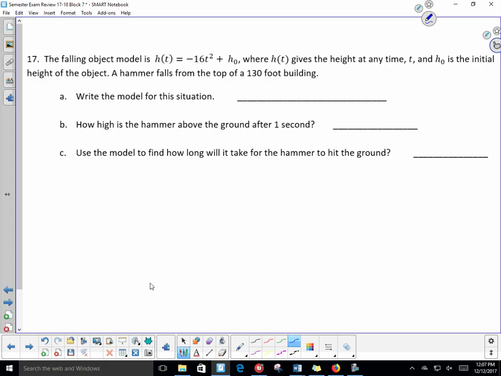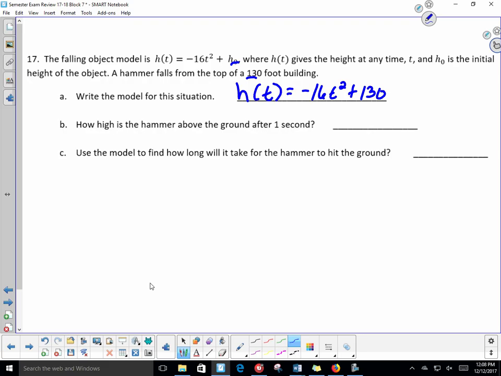Ashton, what do I do? You do h of t equals negative 16t squared plus 130. All I'm doing is substituting in my initial height for the h sub 0.